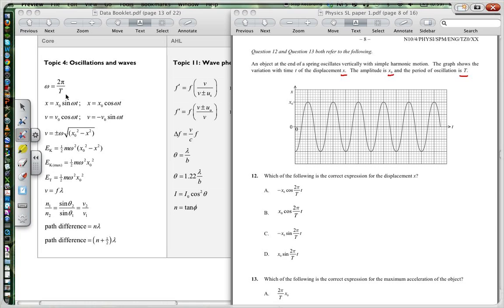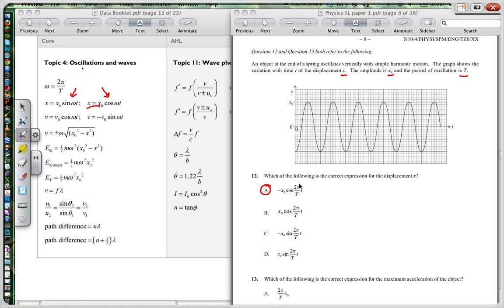Now, usually when we have x, we've actually got these two formulas here. It all depends on the starting position. If it starts when t is equal to 0, x is equal to 0, if you start at your equilibrium position, then you use this graph. If you start at your maximum displacement at your x0 position, then we use that. And obviously we're using this formula over here because we've got a cosine graph. We're not starting at 0, but you can see it's minus, so it must be this one over here, minus the cosine of 2 pi.